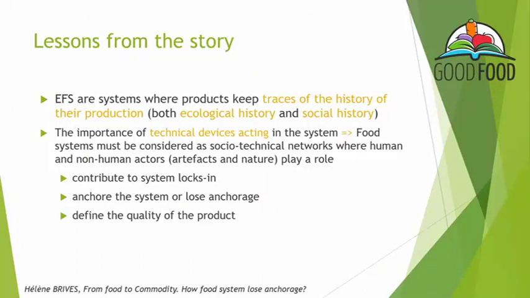What did we learn from this story? We can think of a new definition of embedded food systems as systems where products keep traces of the history of their production, both ecological history and social history. We learned the importance of technical devices acting in the system. Food systems must be considered as socio-technical networks where human and non-human actors, artifacts, and nature play a role. They play a part in ensuring the system or losing anchorage, in contributing to system lock-ins, and in defining the quality of the product.